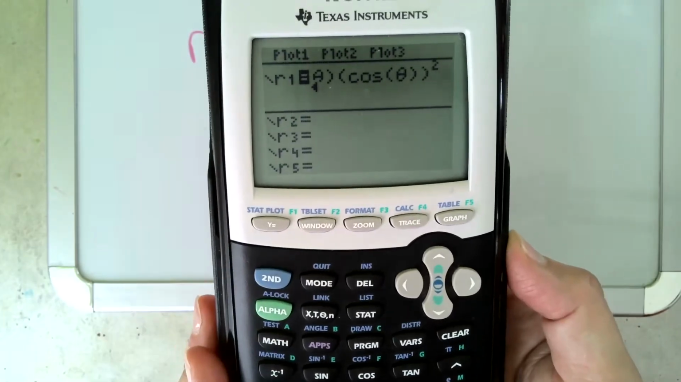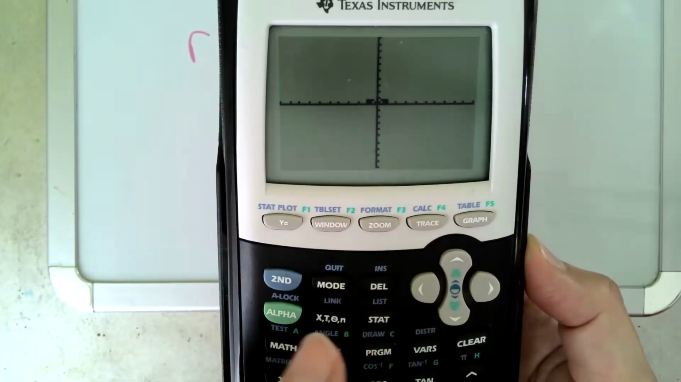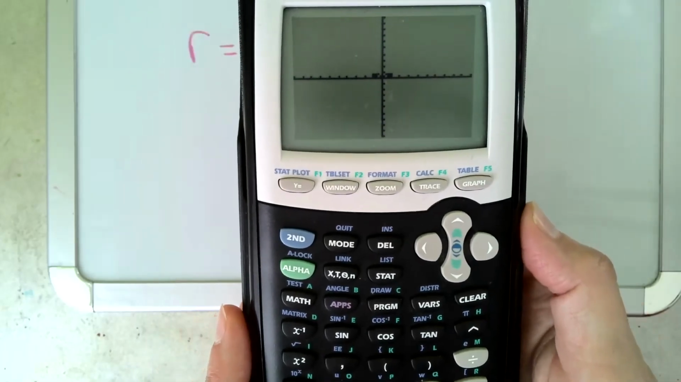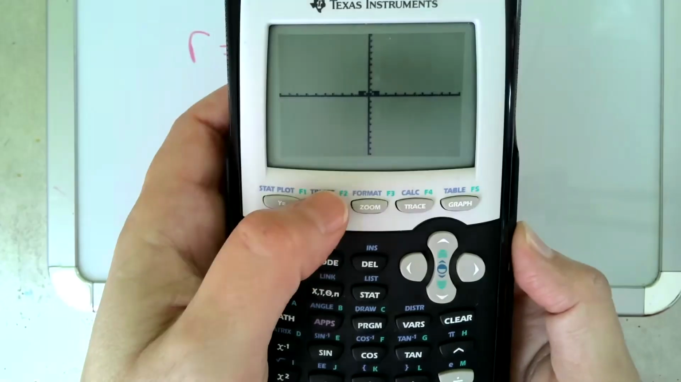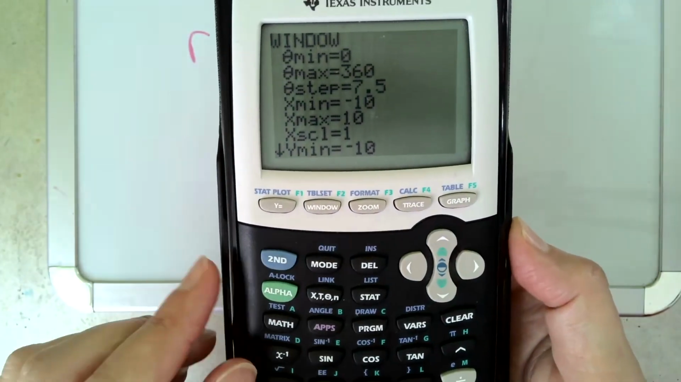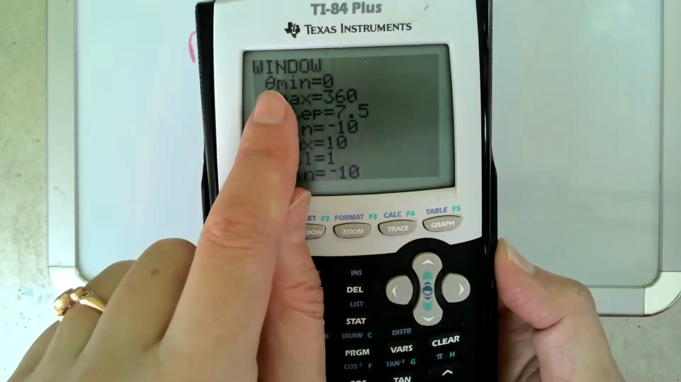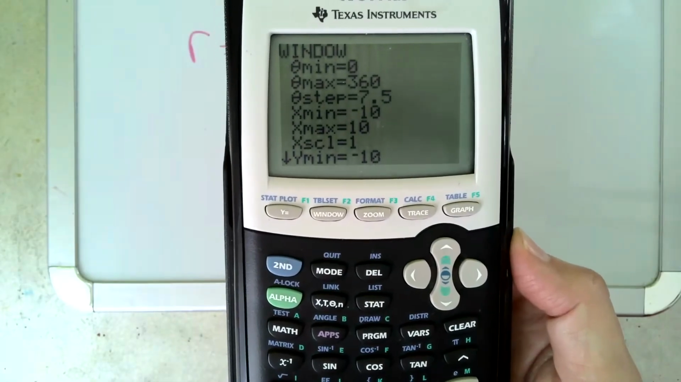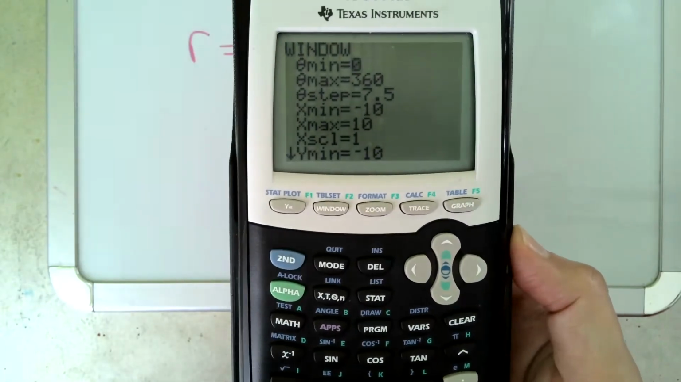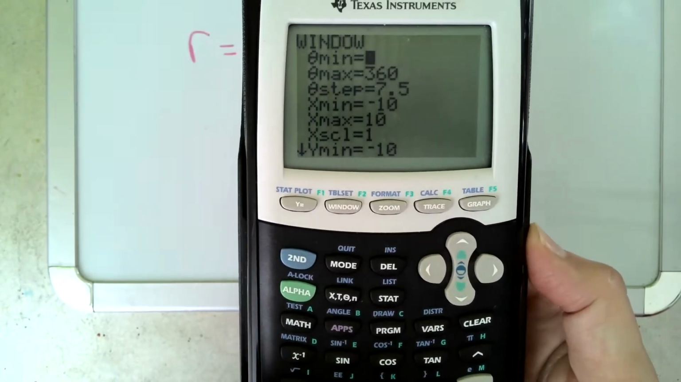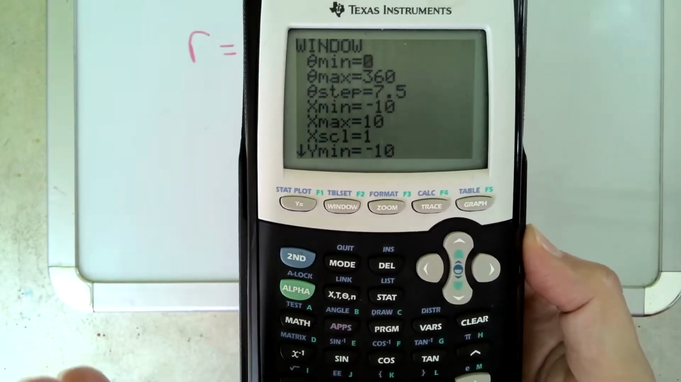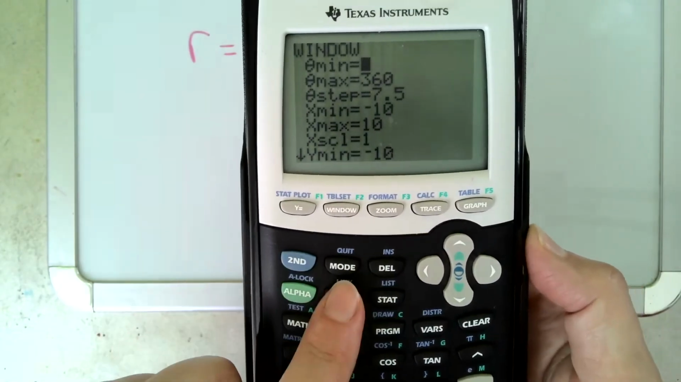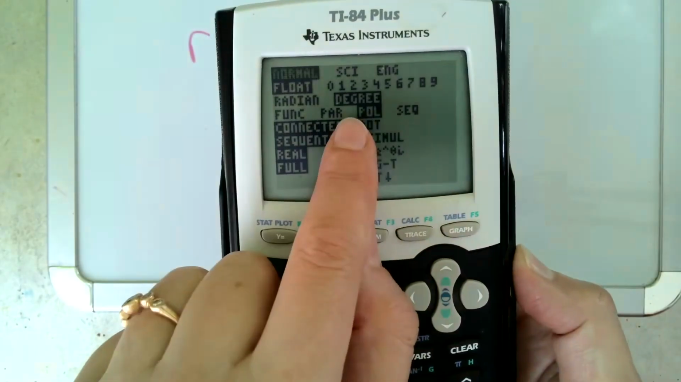Now if I go ahead and graph, I get something that's not terribly clear. So I'm going to take a look at my window settings. There's window right there. First thing I see, and this is great, is that my minimum is 0 and my maximum is 360 degrees. That would be a full circle around. But what I want to check right now is, am I in fact in degrees? If I'm in radians, then those numbers are going to be meaningless. So again, I'm going to go into mode, and yay, I am in degrees.